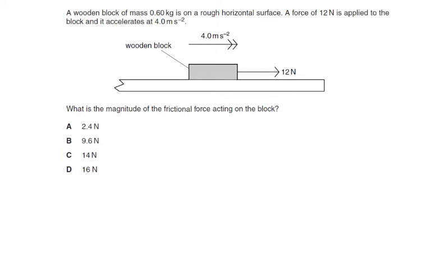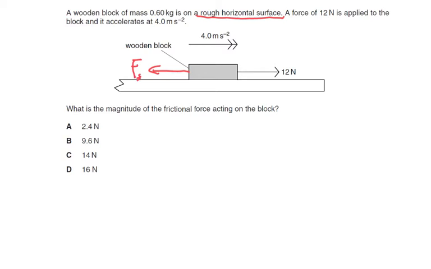So starting off, a wooden block of mass 0.6 kg is on a rough horizontal surface. A force of 12 newtons is applied to the block and it accelerates at a rate of 4 meters per second squared. So this is important, a rough horizontal surface, and basically that's telling us that there's a force going backwards. I am going to call it F and then little f for friction.